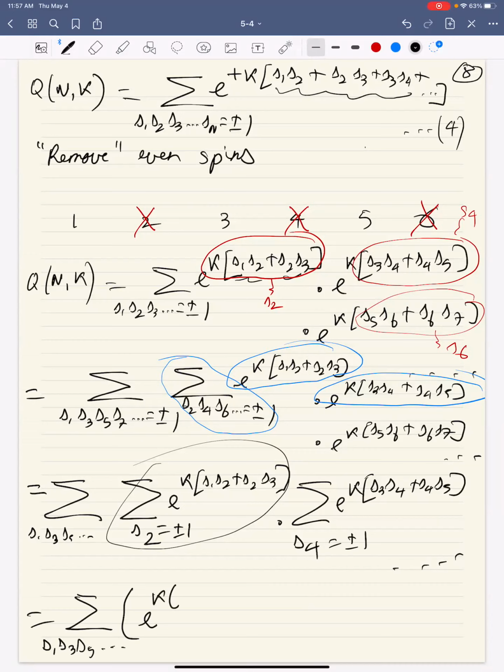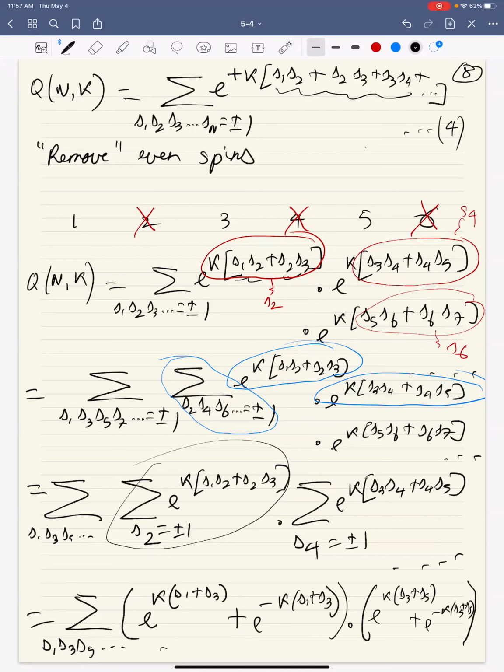If S2 is equal to 1 plus 1, what is the value of S1, S2 plus S2, S3? That is S1 plus S3, right? So e to the power k(S1 plus S3) plus e to the power minus k(S1 plus S3), right? What will be the second term due to S4? E to the power k(S3 plus S5) plus e to the power minus k(S3 plus S5), right? And you will have other terms like this.